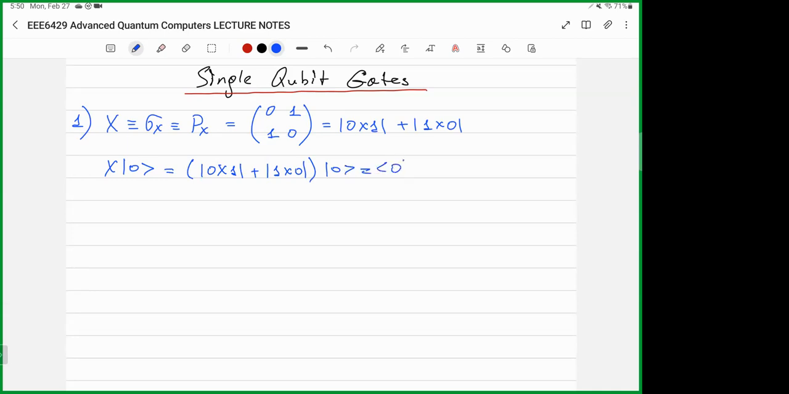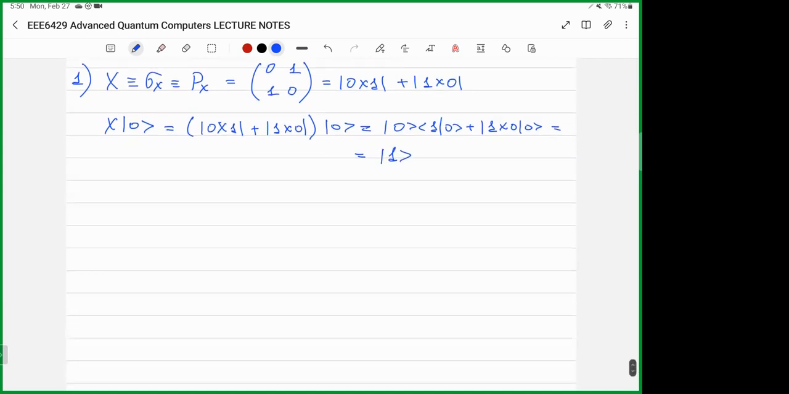It's equal to 0, 0, 1, 0 plus 1, 0, 0. Right. So the first term is equal to 0 because state 1 and 0 are orthogonal. So it gives me a state 1. And in the same way, application of this X gate on the state 1 gives me 0.